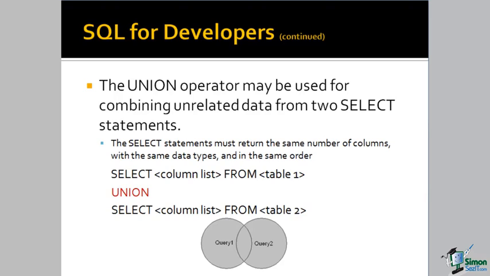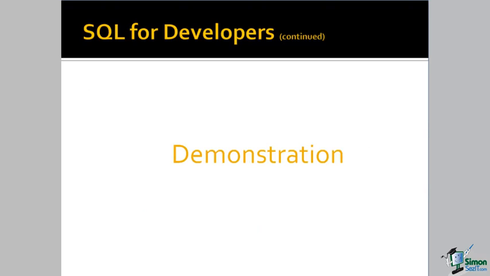When we don't have that common data to link the rows from two tables, then we can use the union keyword. The union keyword combines unrelated data. There are rules for its use. The two select statements must have the same number of columns and the same types, and the types must be in the same order. So let's go look at some code.